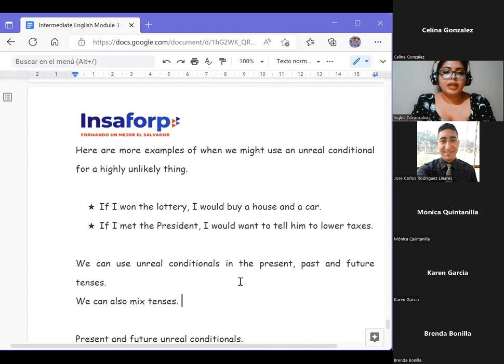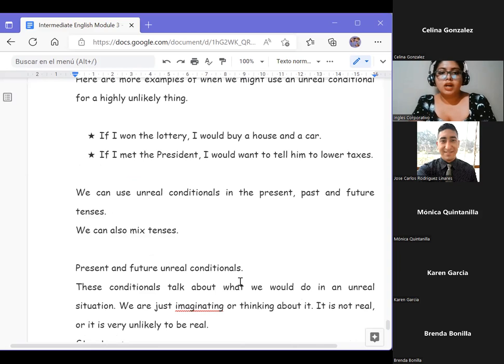Then it says that we can use the conditional in the present, the past, and the future. That was like I was saying, we can use this unreal conditional with all of the tenses that we have in English. But also we can make a mixture of this. So that is the last part that we are going to see.